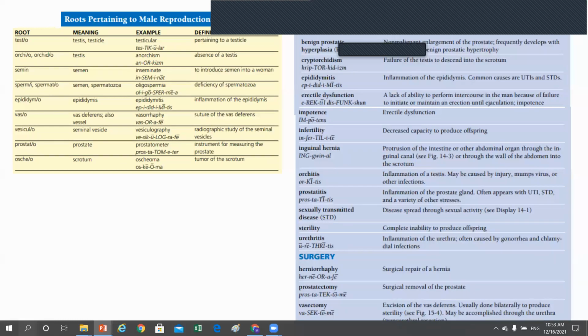So the verb is inseminate. Then we have the other word for sperm, sperma or spermato. For example, oligospermia. So spermia is related to sperm. Then we use oligo, which we have used before in the urinary system, for example, oliguria. So this is oligospermia. This means deficiency of sperm. If the millions of sperms become fewer, if they are produced less, that will affect the fertility of a person. So this is oligospermia.